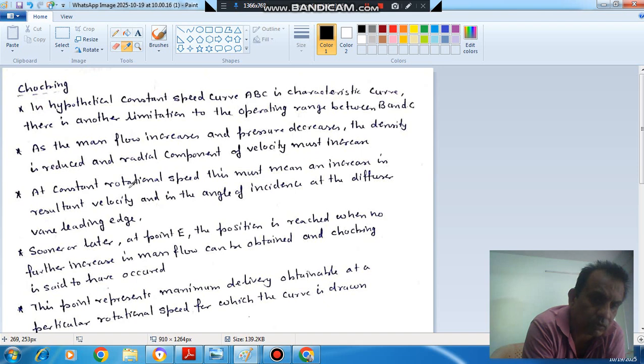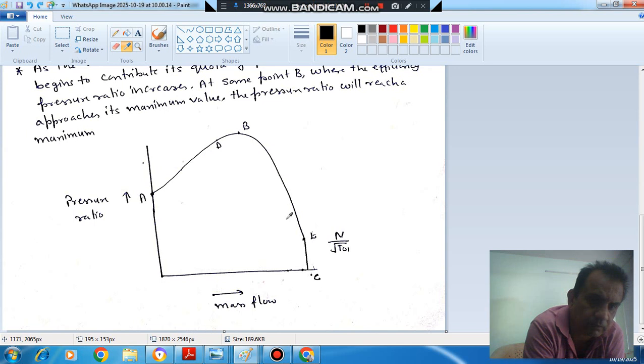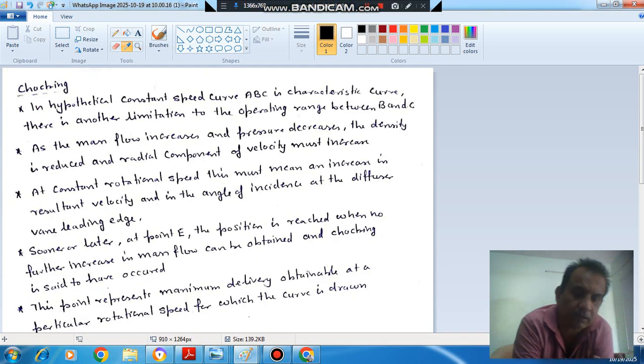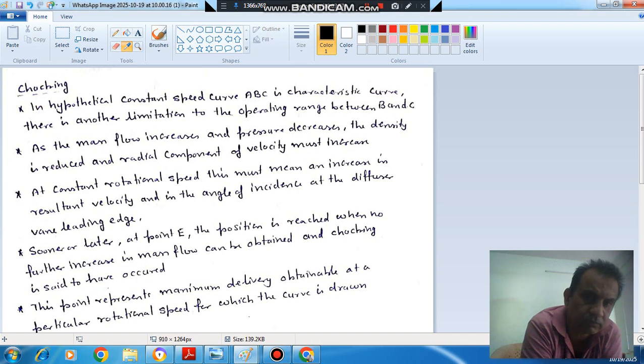Now we have drawn this for a particular speed. So our speed is constant, which means n is constant. If n is constant, then u is also constant, that is pi D N by 60. If u is constant and the slip factor is constant, then Cw, the whirl component, is also constant. But we have increased the radial component, so it means our resultant velocity will increase.